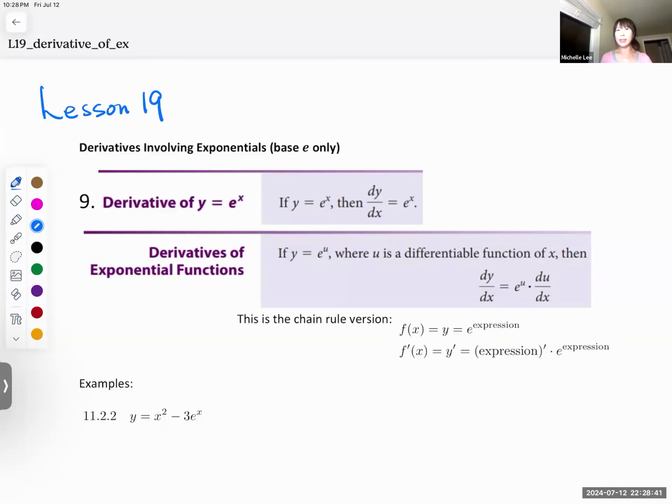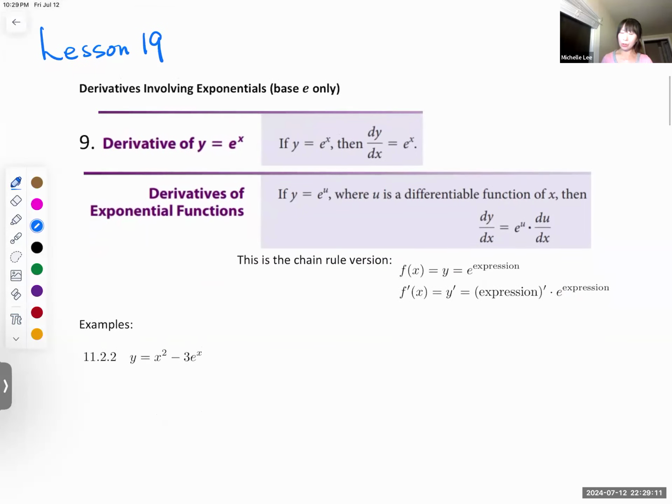Hello everyone, this is lesson 19, derivatives involving exponentials based on e. So how do we do the derivative of e to the x power? e to the x power is a very nice function. We get the same thing, but then we always have to use the chain rule.